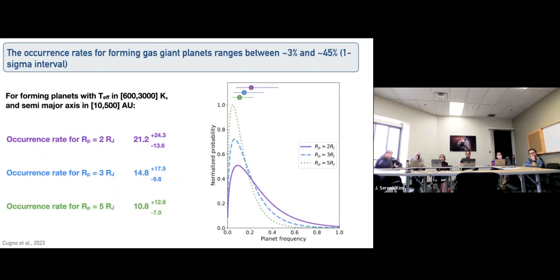This is the occurrence rate. I think it's not important. The numbers are not important. What's important is that overall, it seems to agree pretty well with both SPHERE and GPI estimates for older and more mature systems.